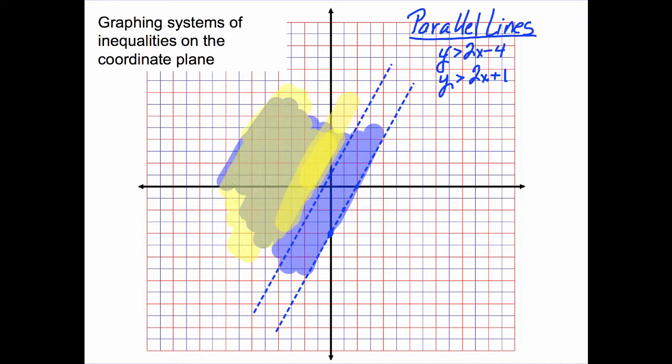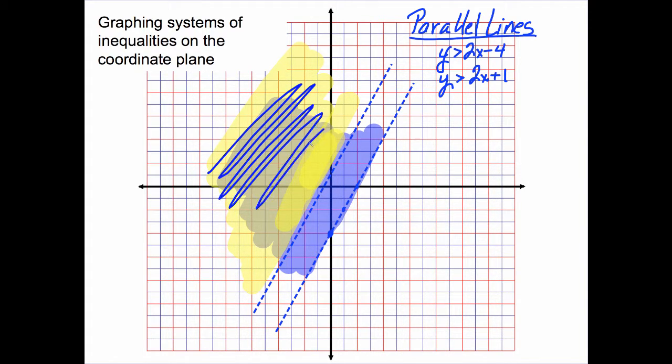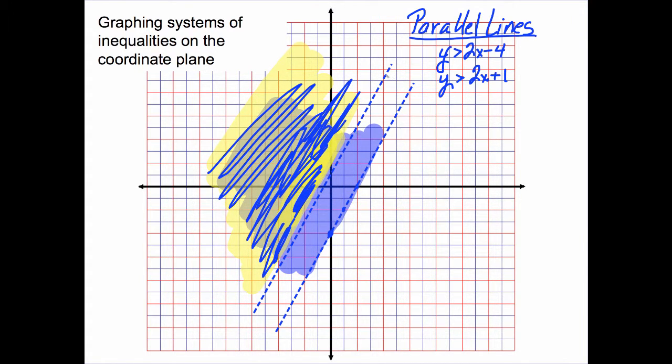So in this case, the solution to the system, well, first of all, it does have a solution, and second of all, the solution to the system is this whole area out here, up to but not including the line y equals 2x plus 1.